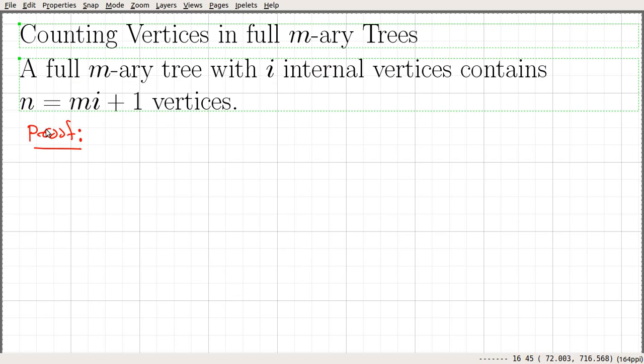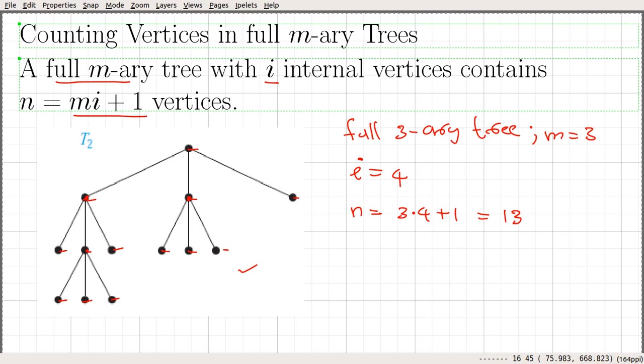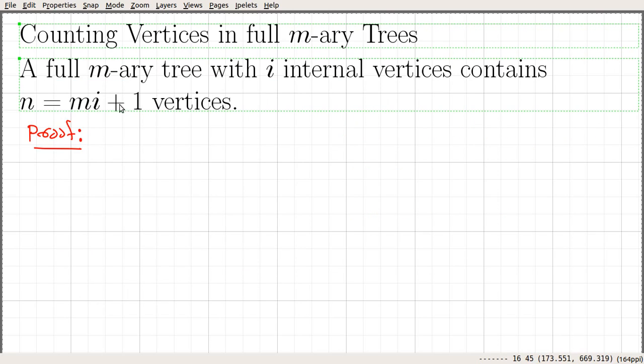Okay, so here we can see that if you look at this particular tree, each vertex in this tree other than the root is the child of a unique vertex. So keeping that in mind, let's go and prove this particular statement.